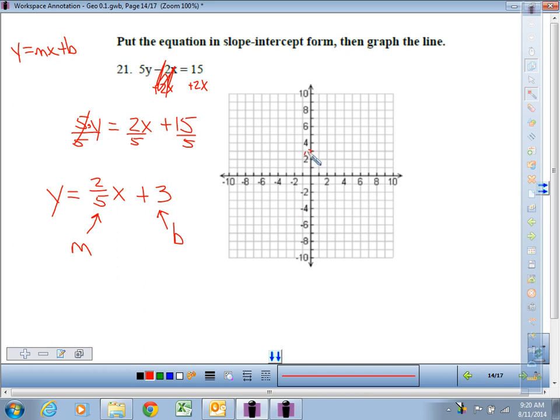So we go to graph this. We're going to go up to 3. From that point, that's on the y-axis. That's why they call it the y-intercept. From that point, we're going to rise 2 and run 5. So we're going to rise 2, run 5. Rise 2, run 5.